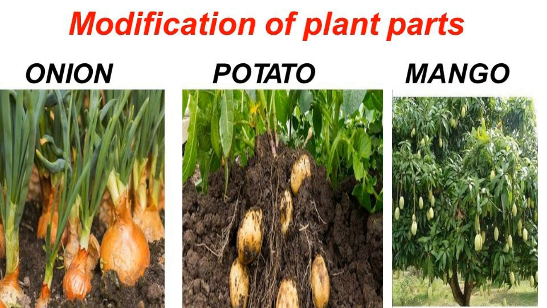Modification of plant parts. I gave you three examples: onion, potato and mango. Normally, each plant organ originally evolved to meet a certain need of the plant. For example, root evolved primarily to anchor the plant and also absorb water and mineral nutrients from the soil.